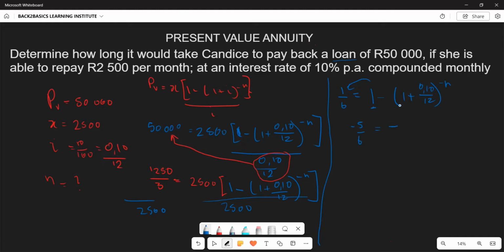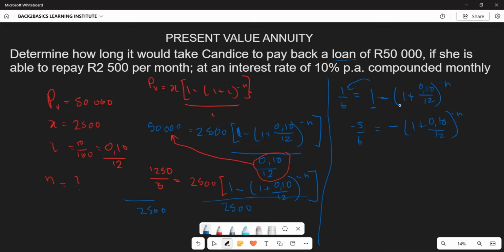And now here you are going to have the negative because of this one. Remember, when you took the one to this side, this negative was not affected. So this is going to be 1 again. Let's just write this the way it is: 1 over (1 plus 0.10 over 12) to the power of negative n. Right, now this is what we are having.